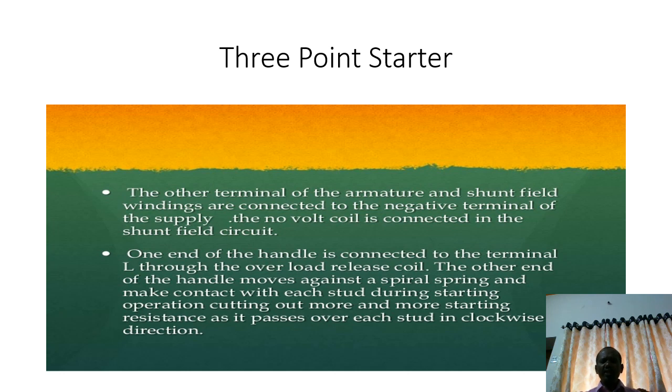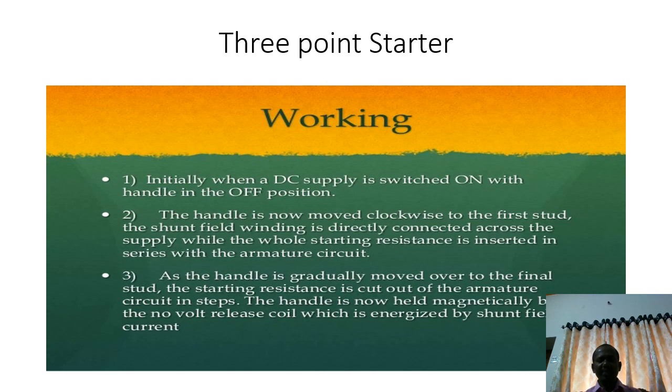The no voltage coil is connected in the shunt field circuit. One end of the handle is connected to the terminal L through the overload release coil. The other end of the handle moves against a spiral spring and makes contact with each stud during the starting operation, cutting out more and more starting resistance as it passes over each stud in the clockwise direction. This is what we observe in the starter's initial condition.